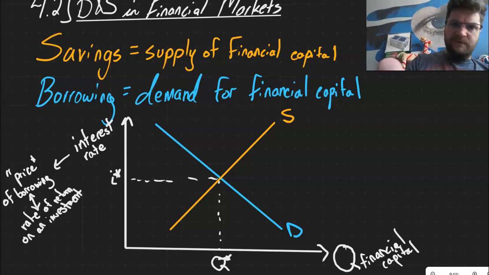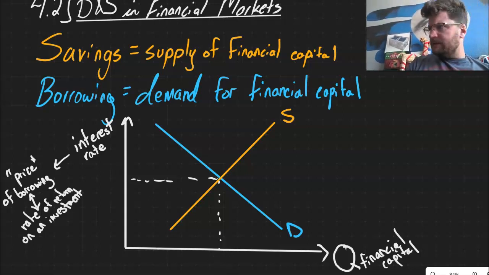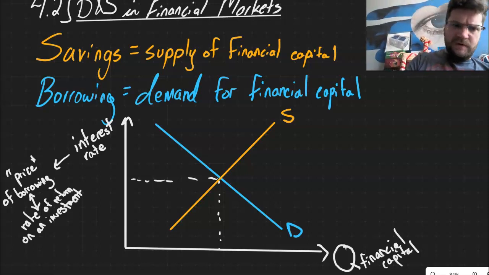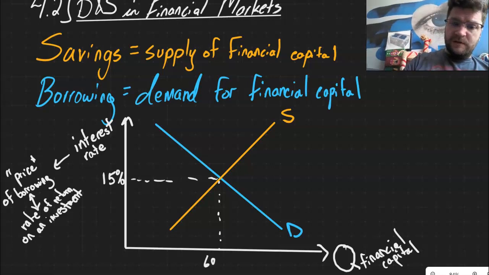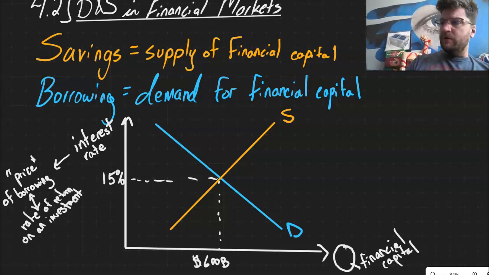And to use the examples from the book, when we're talking about credit cards, the equilibrium interest rate is 15%. That's how much credit card companies should charge in order to clear the market so that there's not an excess supply or a shortage of financial capital. And at 15%, there's going to be 600 billion US dollars loaned and borrowed.